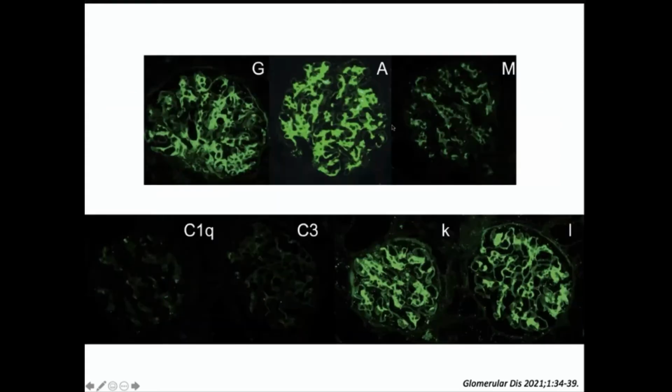On the IF staining, it shows positive staining for IgG, IgA, and IgM, although dimmer for C1q and C3, which are both at trace level, and then both light chains, kappa and lambda. So by strict definition, this is a full house staining pattern, which means three heavy chains and the complements, both the classic pathway and the alternative pathway. That's by strict definition.